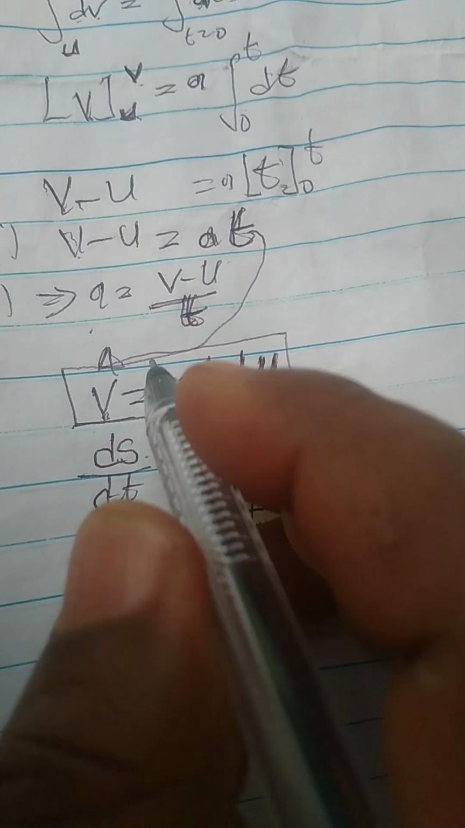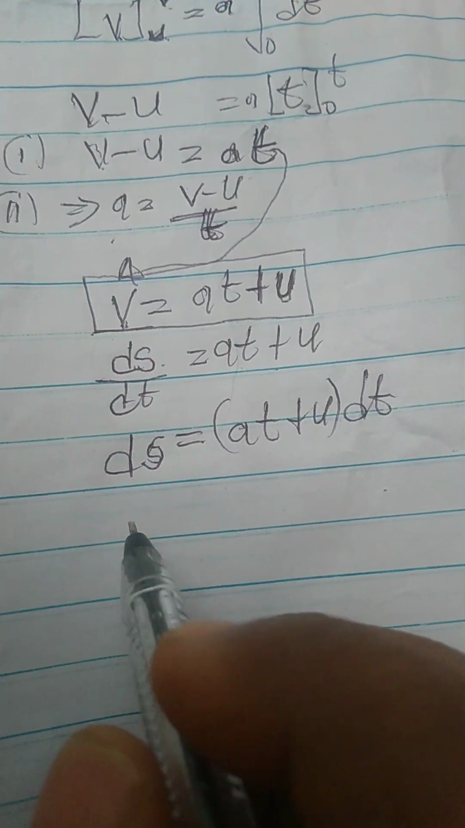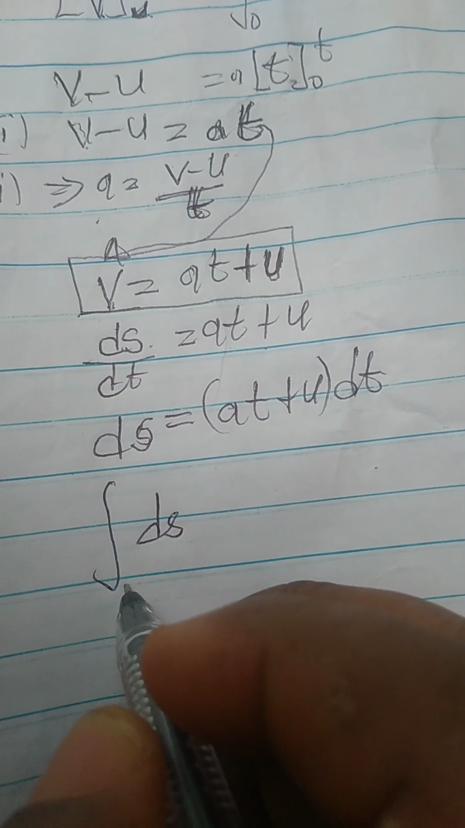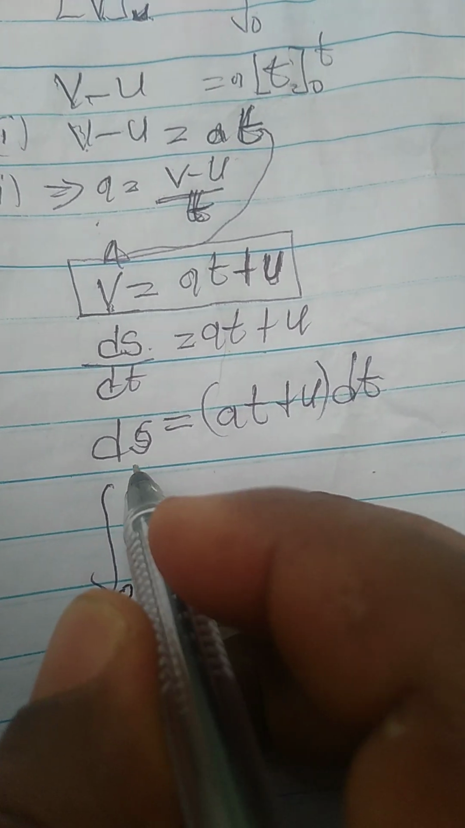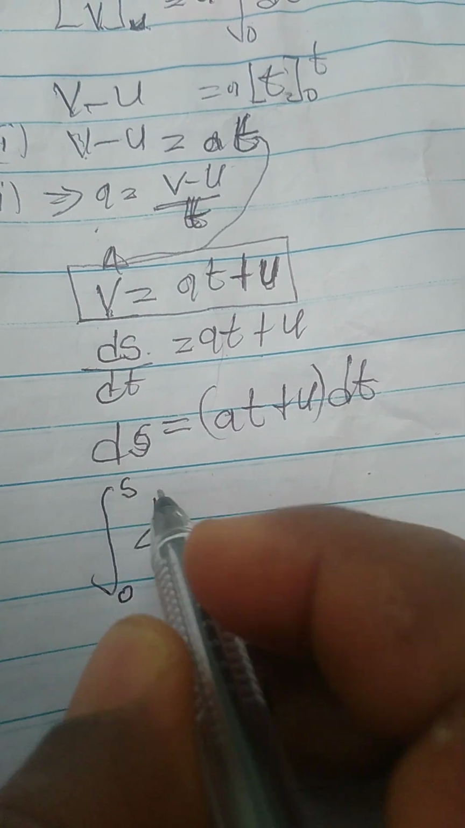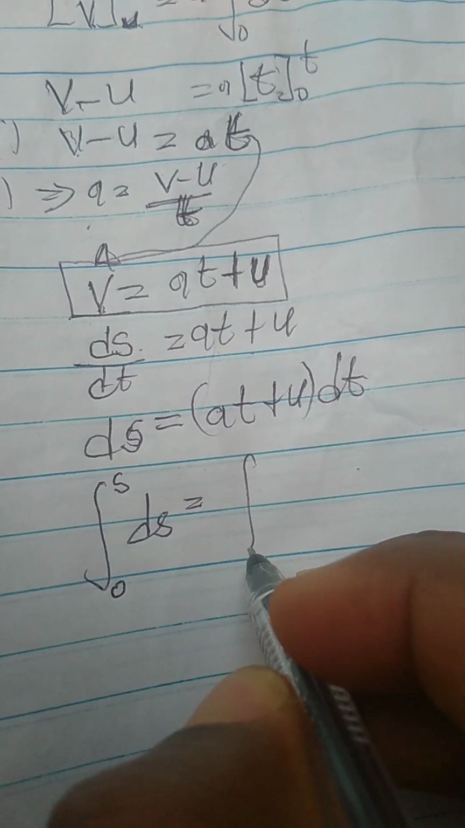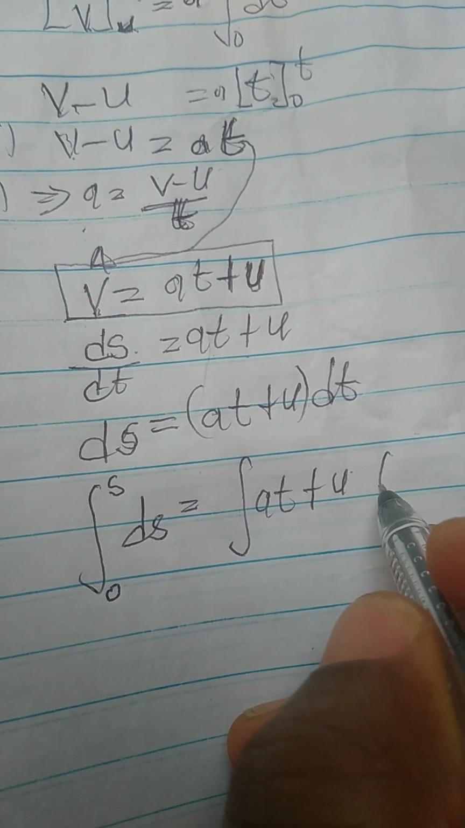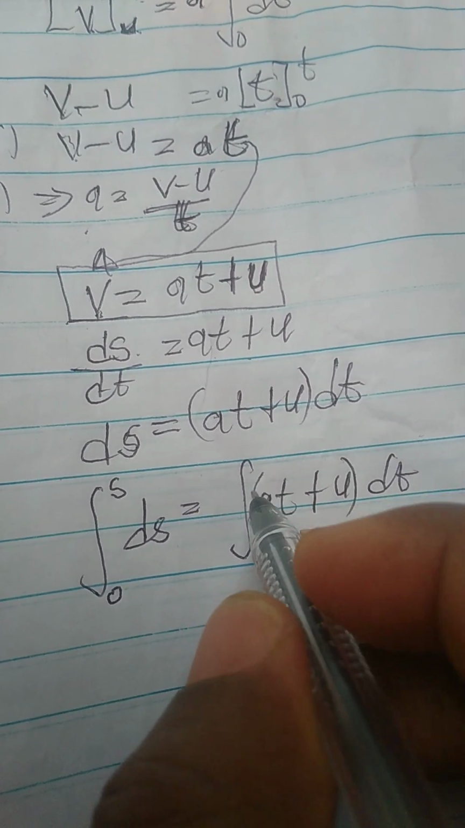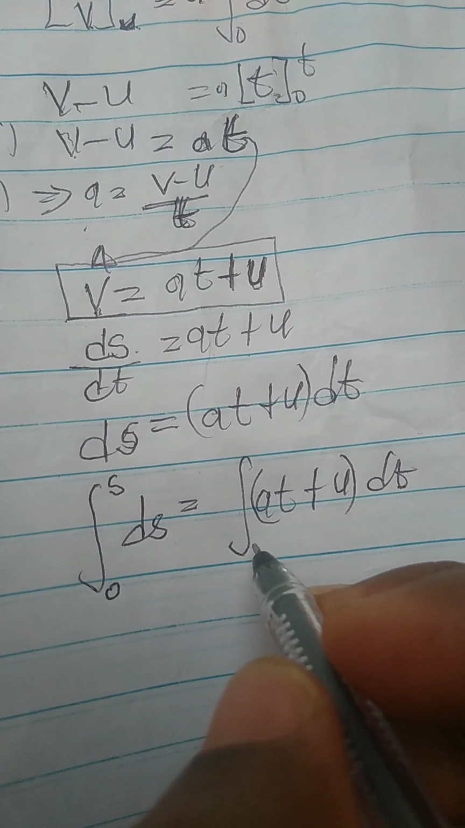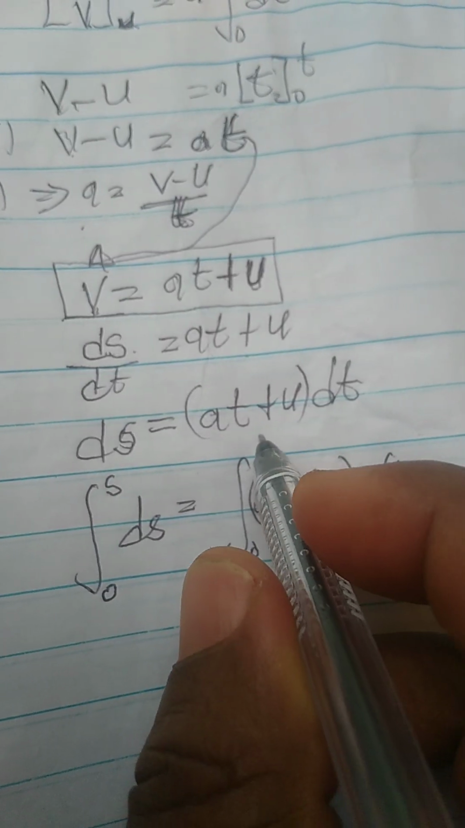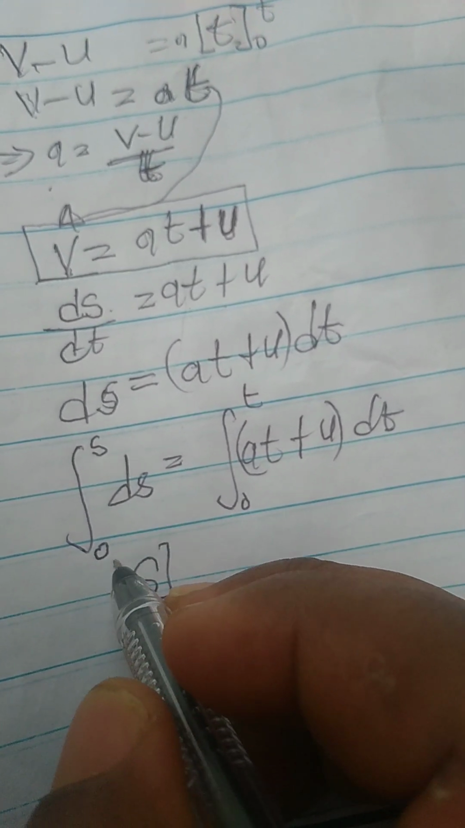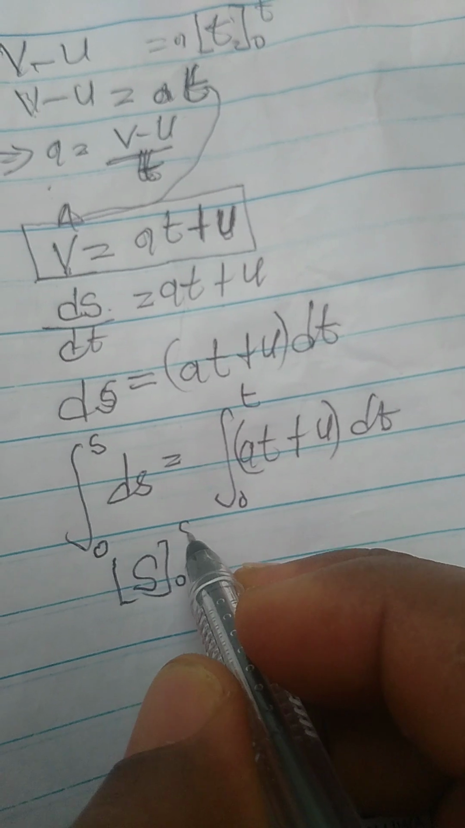dt. Integrating both sides of this equation in the limit, we have integral ds from when the distance or the displacement is 0 to any other point where displacement is s, is equal to integral (at plus u) dt. So dt simply means our integration is with respect to time. So we have when time is 0 to when time is t. When we integrate ds, we have s with our limit put outside there, 0 to s.